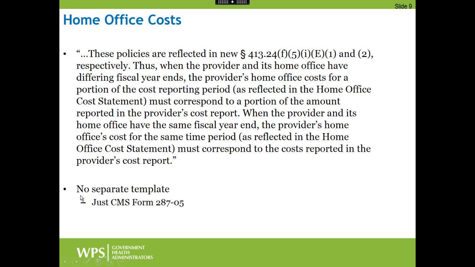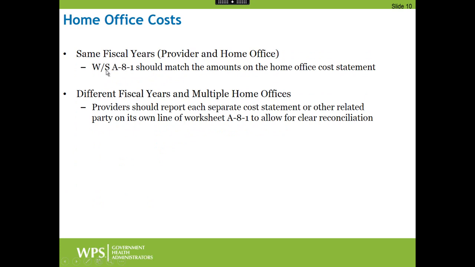Now, with the home office, another reason it's a little bit different is that there's no separate template. It's just your normal CMS form 287-05, the home office cost statement. That's what's required to be submitted. So this is just a summary. Again, if it's the same fiscal years, the provider and the home office, then the amount reported on Worksheet A81 should match the amounts on the home office cost statement. But if they are different fiscal year ends, then the providers should report each separate cost statement or other related party on its own line of Worksheet A81 to allow for clear reconciliation.